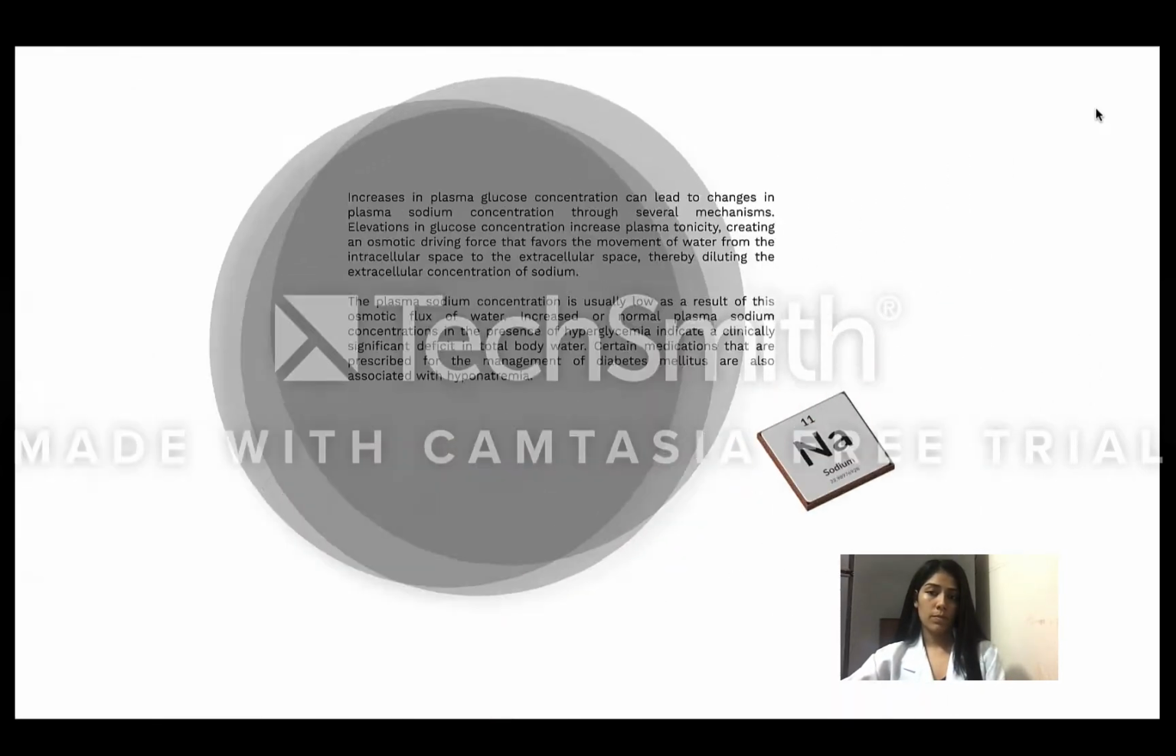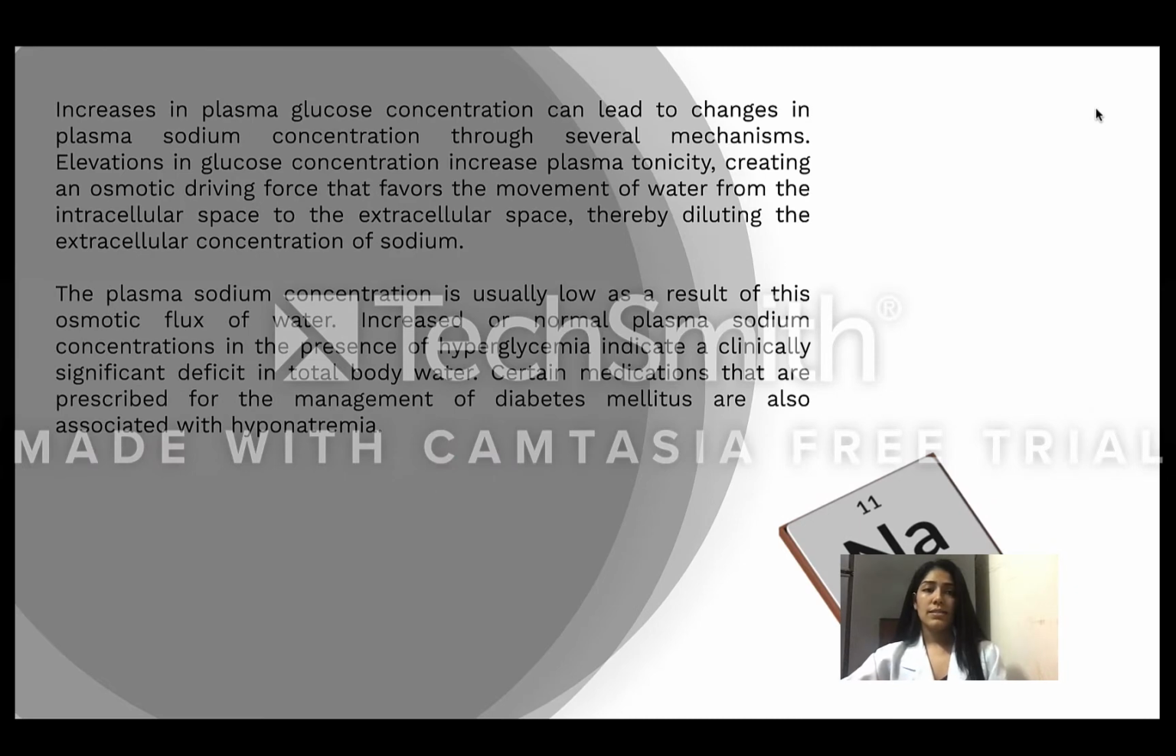Sodium. Increases in plasma glucose concentrations can lead to changes in plasma sodium concentration through several mechanisms. Elevations in glucose concentrations increase plasma tonicity, creating an osmotic driving force that favors the movement of water from the intracellular space to the extracellular space, thereby diluting the extracellular concentration of sodium.